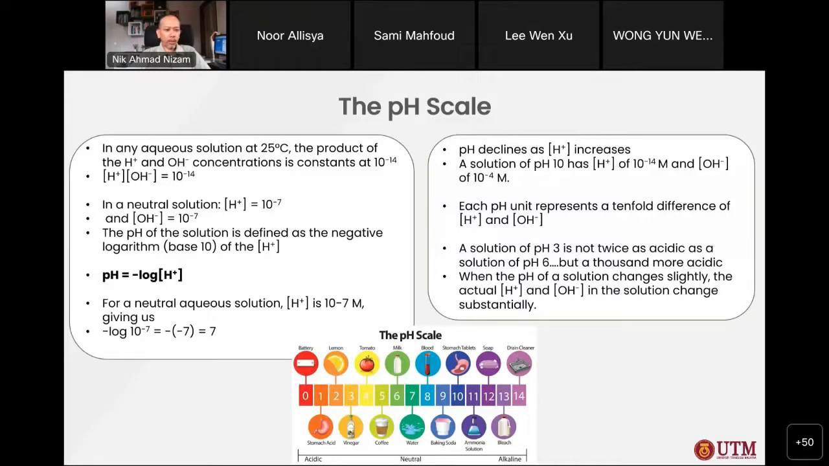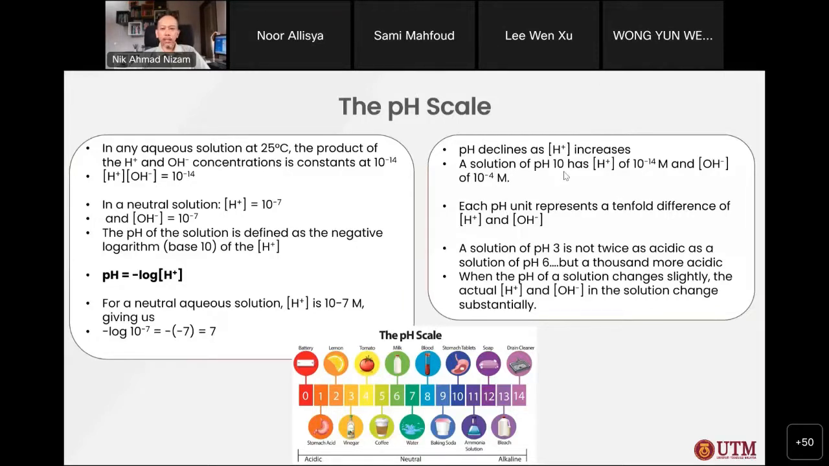The pH of a solution is defined as the negative logarithm: pH equals negative log of the concentration of H+. So for a neutral aqueous solution, negative log of 10 to the power of negative 7 equals pH 7, because it has an equal number of H+ and OH-. The pH declines as H+ increases in an acidic solution.